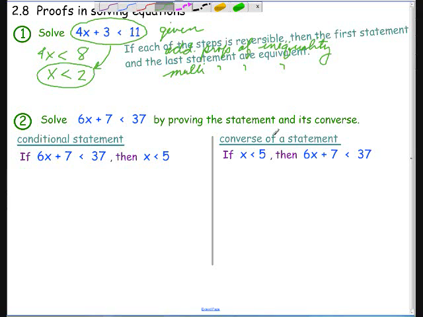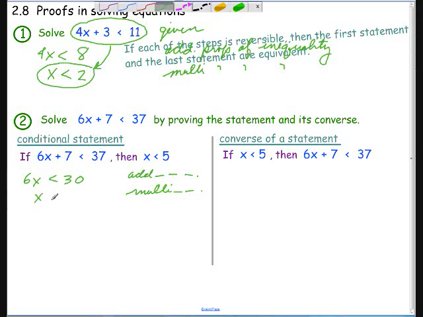Let's solve this by proving the statement and its converse. Oh my. Okay. We're saying if this is true, then this must be true. All right. So what am I going to start with? I'm going to start with the addition property of, I'm not going to write it all out, but you know, and that will be 6x, and I'm going to add a negative 7. Then I'm going to use the multiplication property, and I'm going to multiply both sides by 1/6.